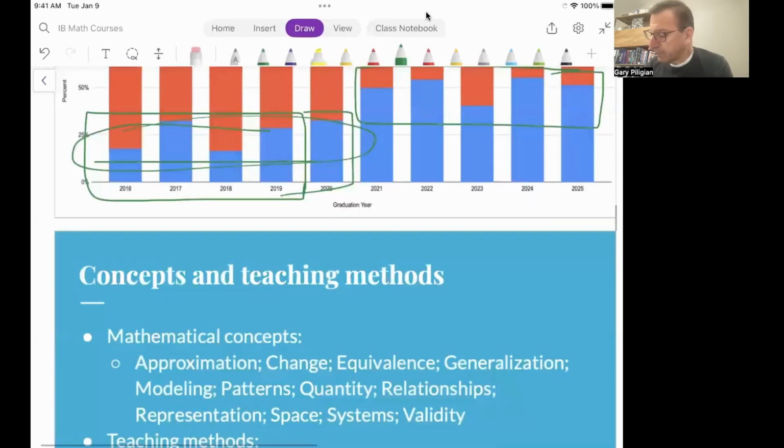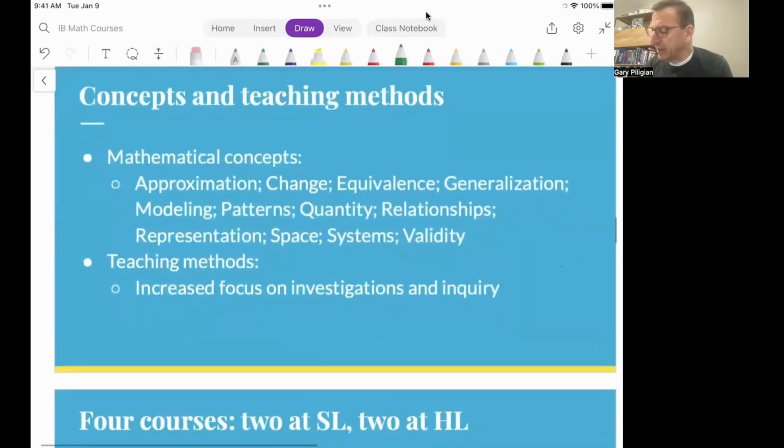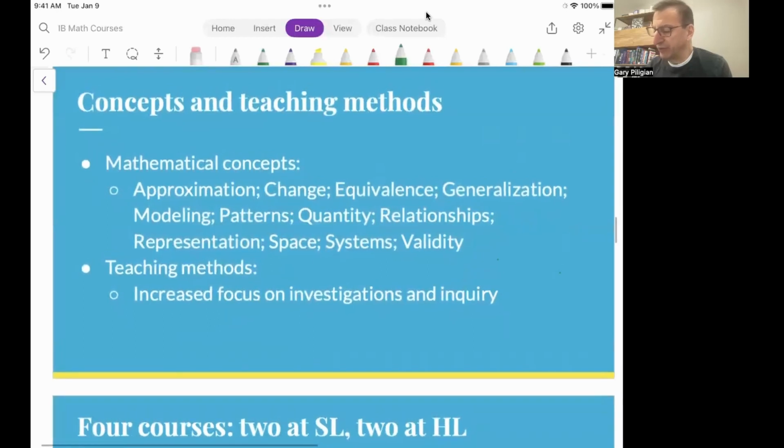Okay, and then here are the concepts that are taught in all of the courses, right? And I know most people who don't know anything about math think, oh, it's just arithmetic, right? It's just calculation, right? But no, these are the main concepts, right?